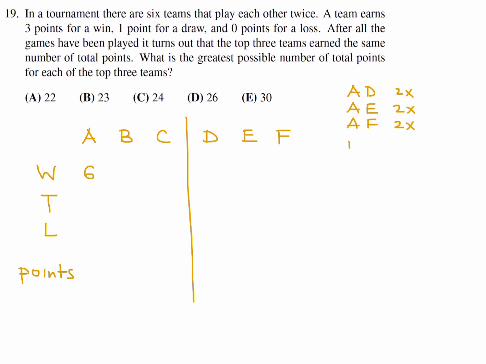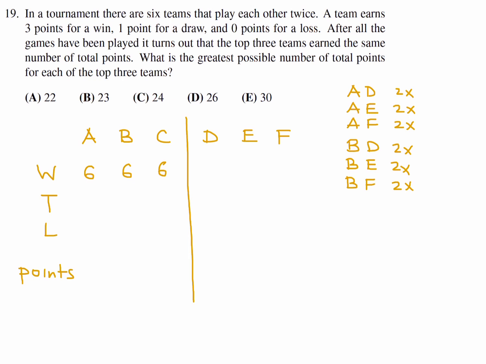In a very similar way, B plays D, B plays E, and B plays F all twice. So B beats all of those teams. And same thing with C, that C also wins when C plays D, E, and F. Okay, so now we've got 6, 6, 6. Now we're talking about the tie situation.